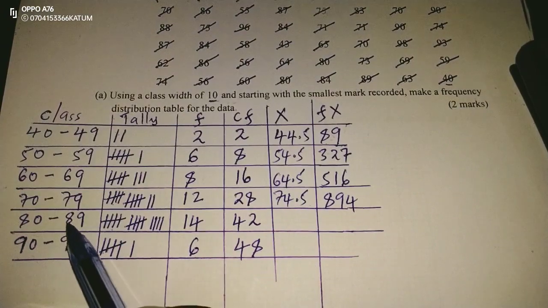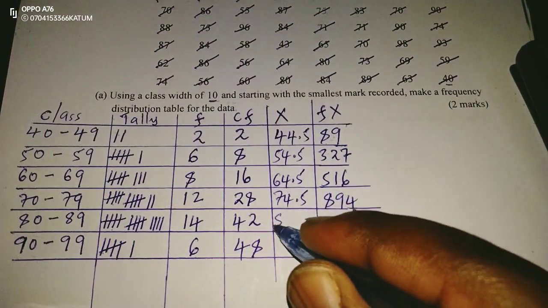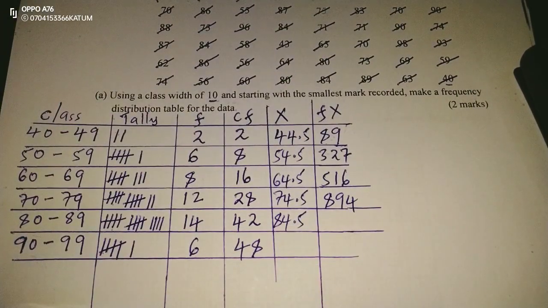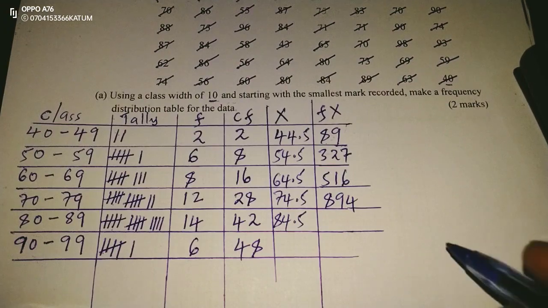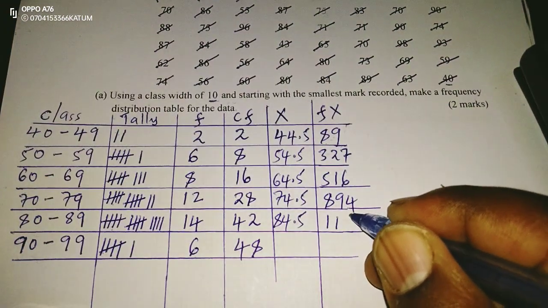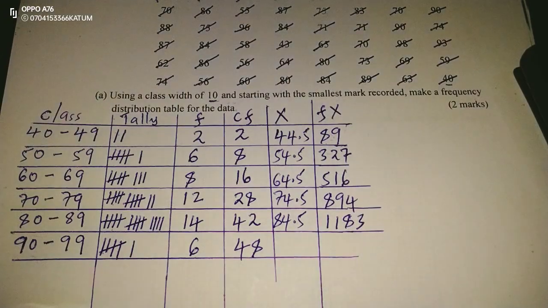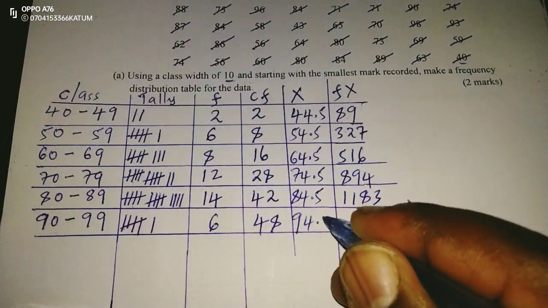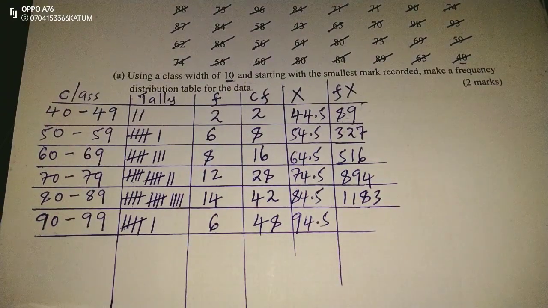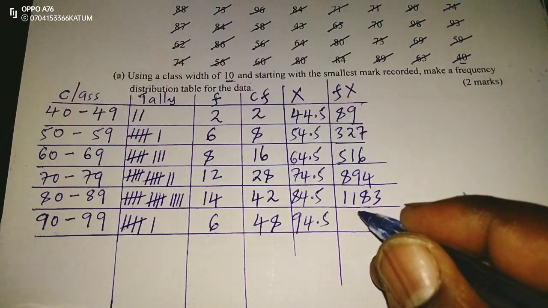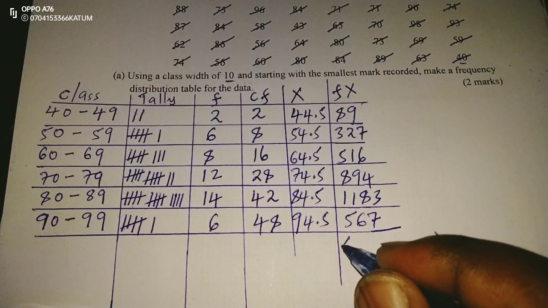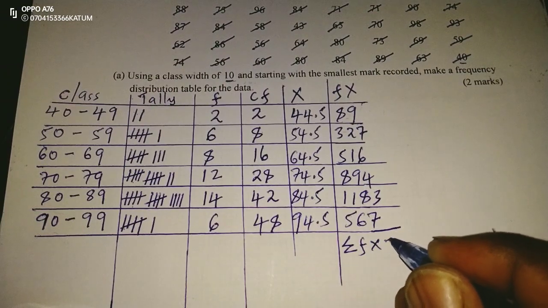The next is going to be 80, 89. The average will be 84.5 times a frequency of 14. This is going to be 1183. And finally, we have 90 and 99. This will be 94.5 as the midpoint. So 94.5 is multiplied by 6. This is going to be 567. So now we can get the summation of fx.